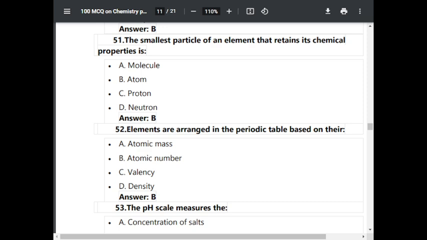Question number 52. Elements are arranged in periodic table based on their. Option A atomic mass, option B atomic number, option C valency, option D density. The correct answer is atomic number. That is, option B is correct. Elements are arranged in periodic table based on their atomic number.